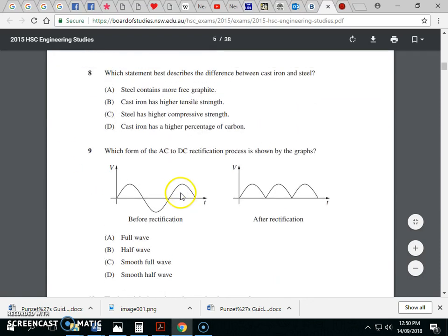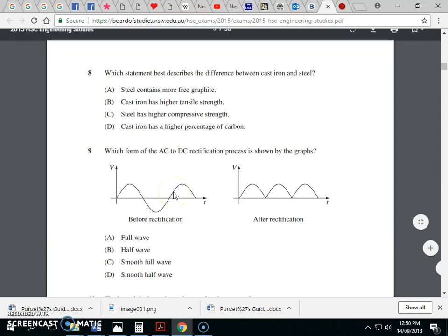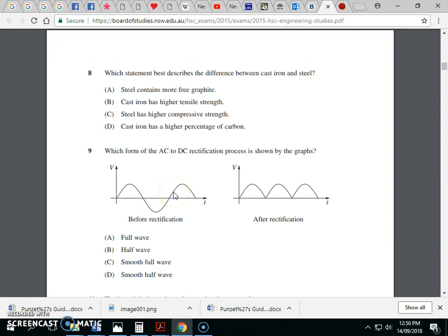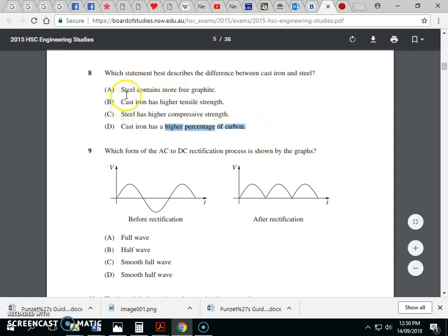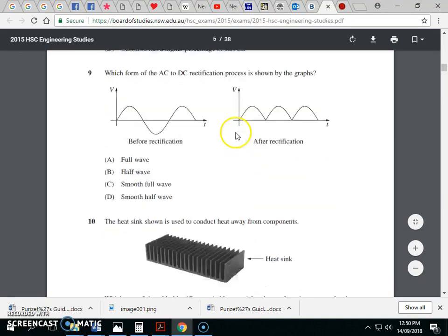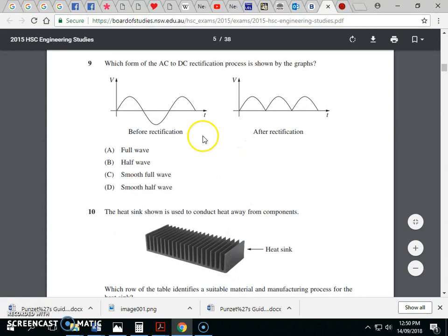Okay, 8. Which statement best describes the difference between cast iron and steel? Well, the main difference we talk about is that cast iron has more carbon, right? So D, cast iron has a high percentage of carbon. But steel doesn't contain graphite. Cast iron often has graphite. Cast iron does not have a higher tensile strength. It has good compressive strength, but it's not as good. We sacrifice tensile strength for hardness and castability. Steel has higher compressive strength? No, not true.